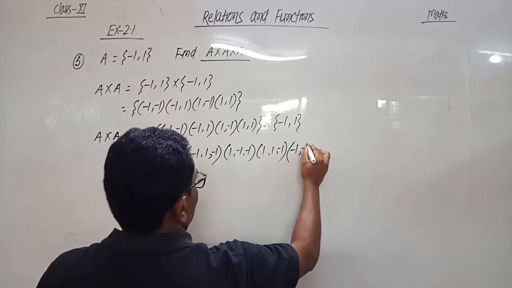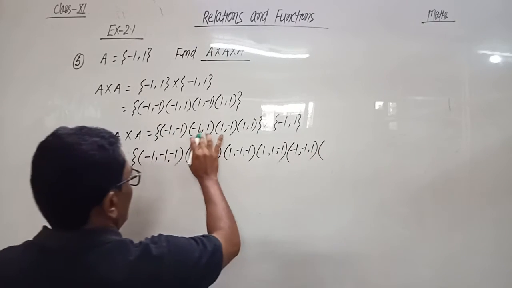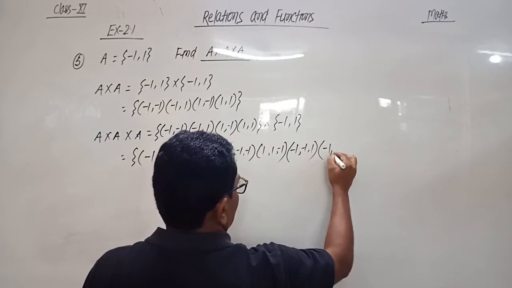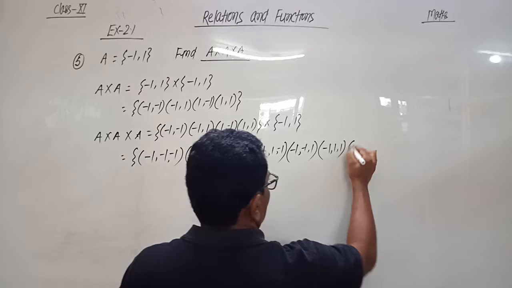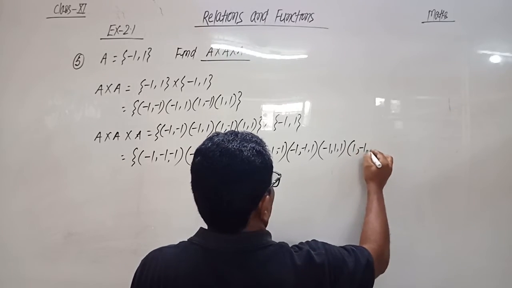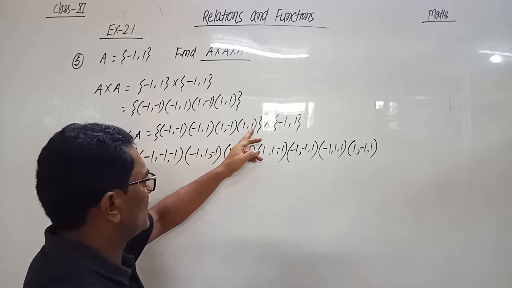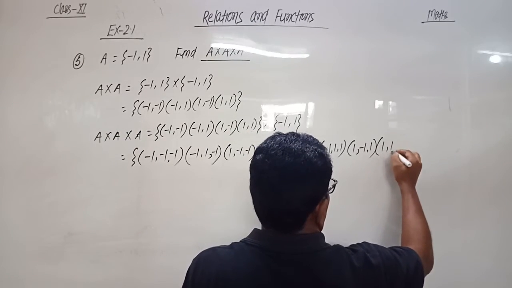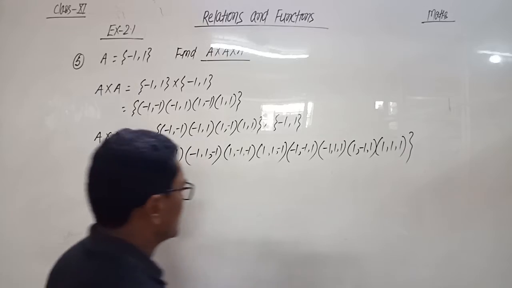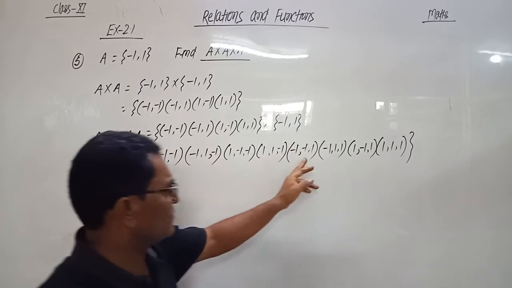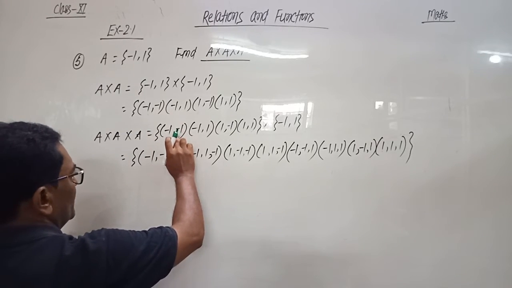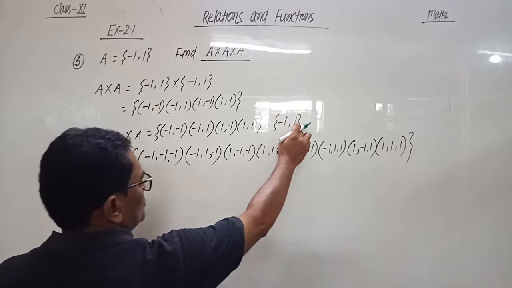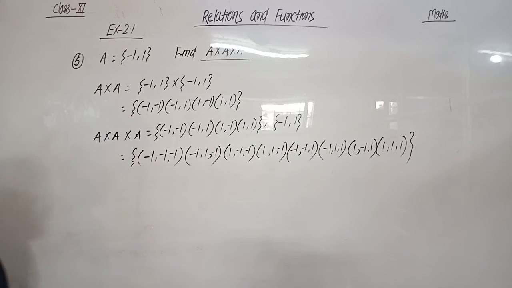So (-1, -1, 1), (-1, 1, 1), (1, -1, 1) and (1, 1, 1). So the total ordered triples are 1, 2, 3, 4, 5, 6, 7, 8. A cross A has four ordered pairs and A has 2 elements, so 4 into 2 is 8. So we get the value of A cross A cross A.